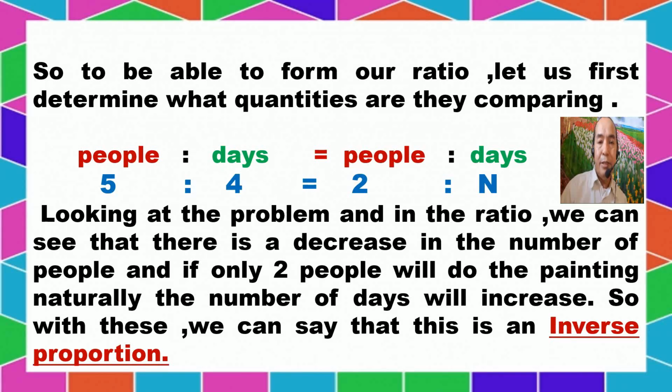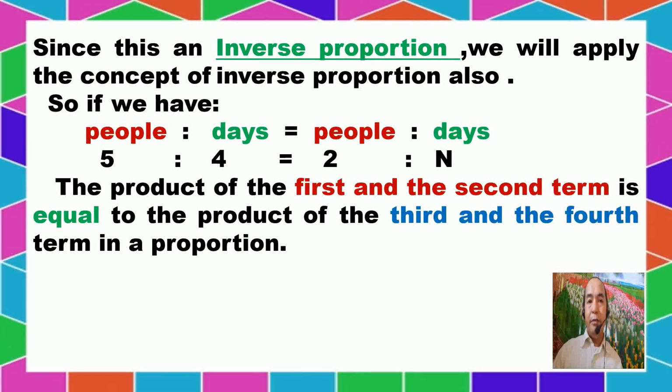So this is an inverse proportion. Since this is an inverse proportion, we will apply the concept of inverse proportion, so that we have 5:4 is equals to 2:n, because the number of days is still undetermined and we still have to look for that. So we will represent that with letter n. That's why we have a ratio 5:4 is equals to 2:n.